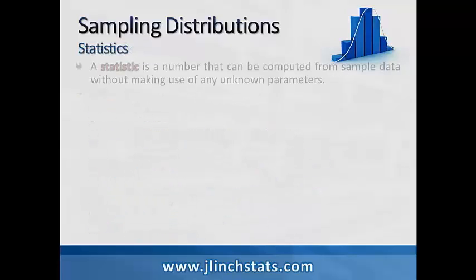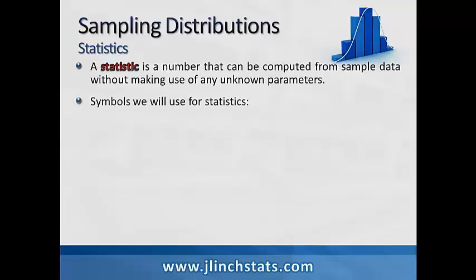Now a statistic, on the other hand, is a number that can be computed from sample data without making use of any known parameter values. So if we don't know everything about a population, we may want to try to get an idea of the population by using some statistic summaries. And to get statistics, we're basically using a sample, and hopefully that sample is representative of the population.